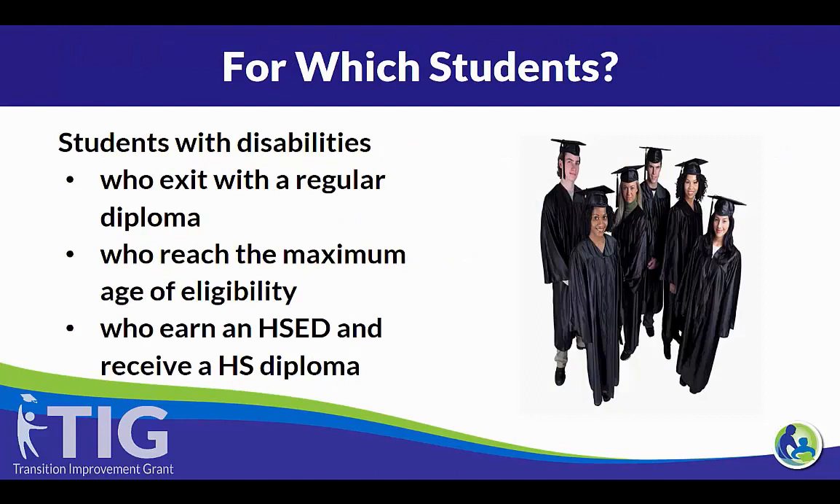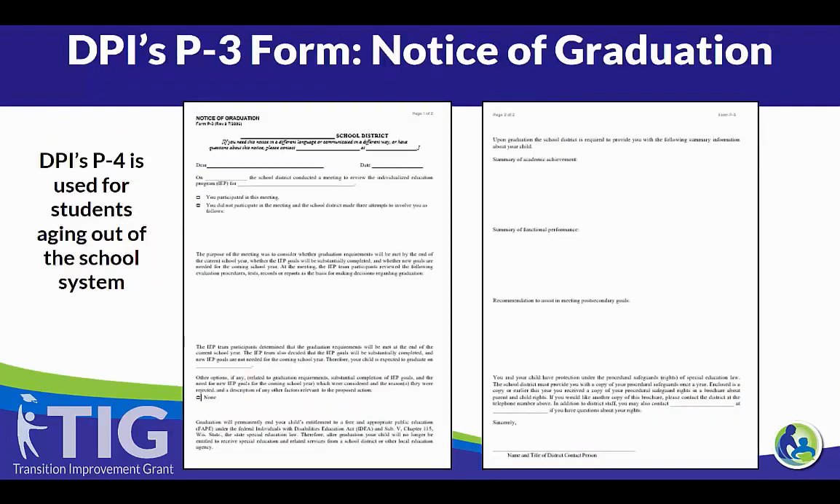When a child graduates from high school with a regular diploma or ages out of special education, or earns an HSED and receives a high school diploma, these students all require a completed summary of performance. Dropouts are not required to receive one. This is a view of the DPI P-3 form.